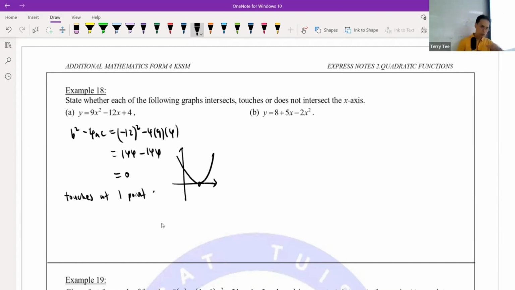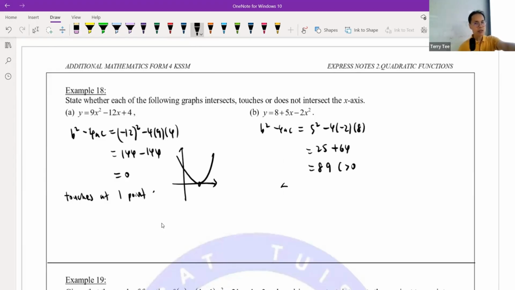Yeah. Next one. B squared minus 4ac. My b is 5. My a is negative 2. C is 8. So this is 25 plus 64. Answer 89. More than 0, right? Okay, but this graph is a maximum. It looks like this. Okay, so it will intersect at 2 points. Yeah, intersect the x-axis at 2 points.